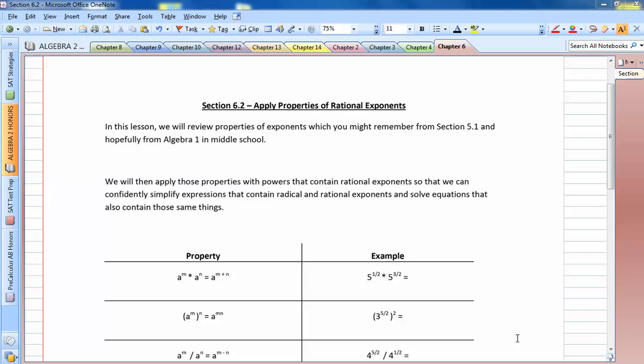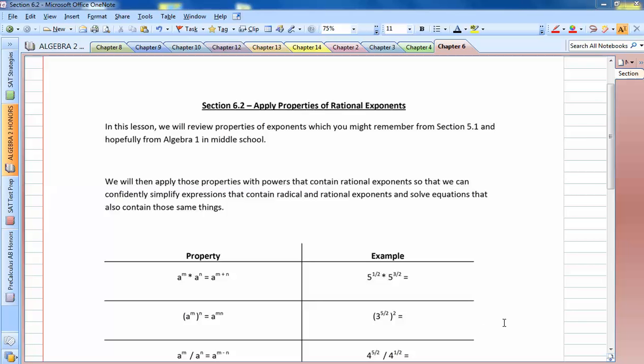So if I read what you see in this worksheet here, in this lesson we'll review properties of exponents, which you might remember from section 5.1 of this class, and hopefully from Algebra 1 in middle school. We are then going to apply these properties with powers that have rational exponents, and also with radicals too. So we can simplify expressions that have radical and rational exponents, as well as solve equations that contain those things.